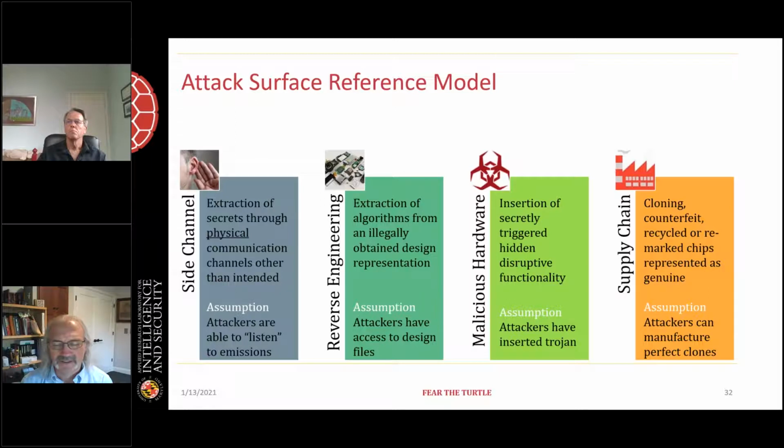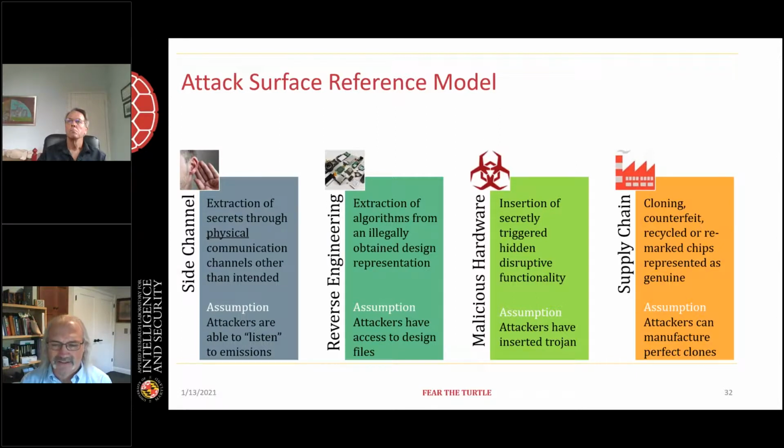The next one is called reverse engineering, and this is where attackers are actually trying to steal your intellectual property, trying to understand how things are working so that they might be able to create competitive parts, stealing your trade secrets. And here we're assuming that the attackers have access to your design files. And I'll explain why that's a real possibility as we go through the next slides.